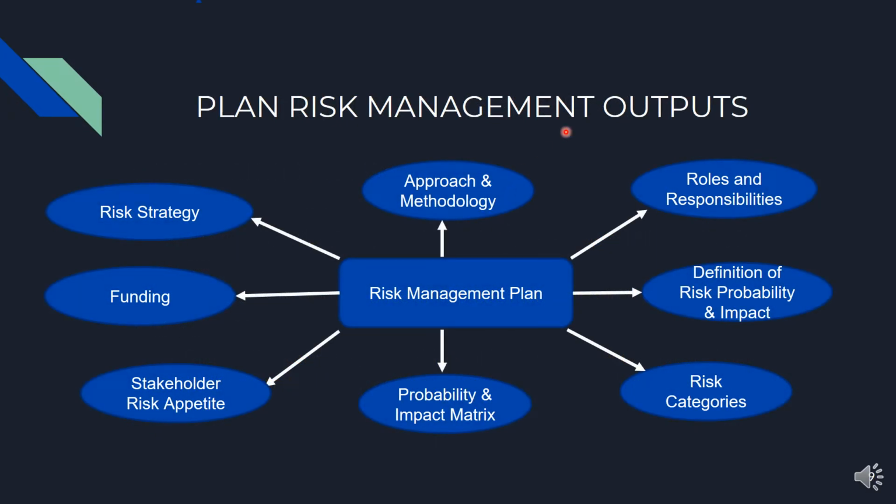The output of plan risk management is the risk management plan. Now let's understand the components of the risk management plan. In the risk management plan, we define the risk strategy, the approach and methodology which will be followed, roles and responsibilities for performing the risk management activities, and planning for how we will define risk probability and impact, the risk categories, the probability and impact matrix, the stakeholder risk appetite, and the funding required for the risk management activities.